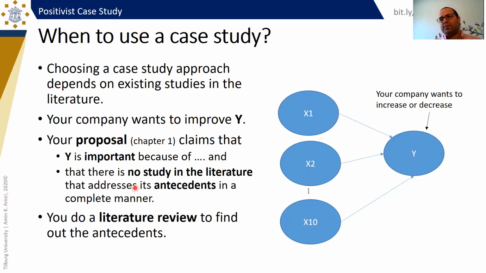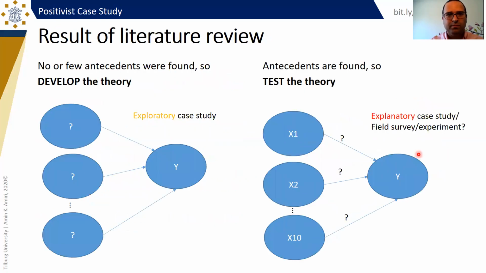So you do this. I'm not saying that you're right. Then in your next chapter, you need to do a literature review about the antecedents of Y. Let's see what happens here. The result of literature review: you may find several antecedents, but each of these exists in 1 or 2 papers.